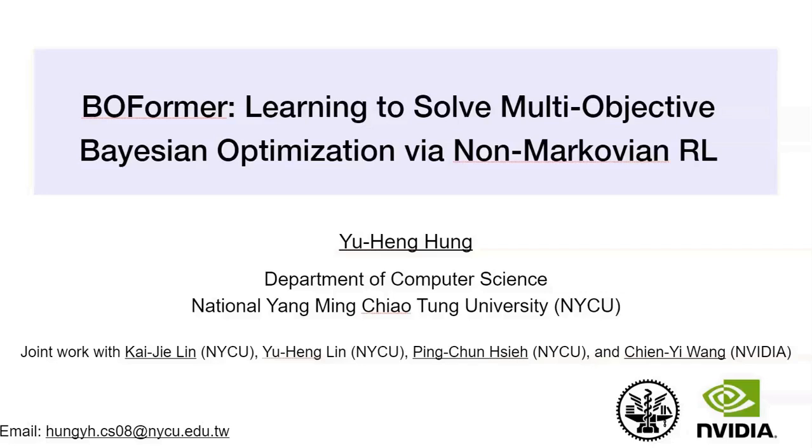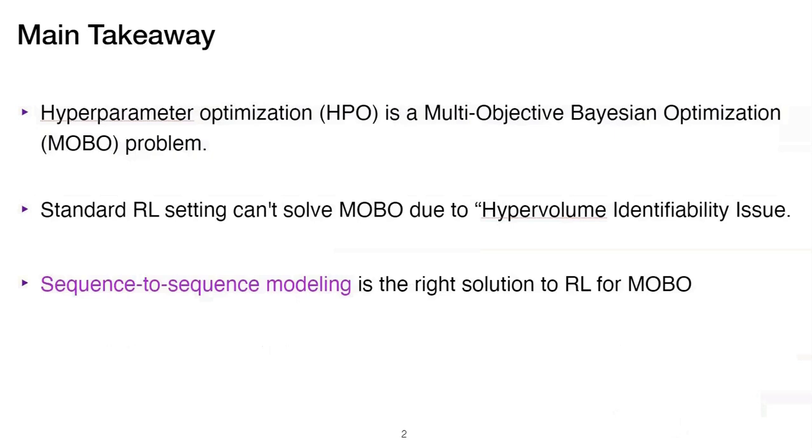Hello everyone, my name is Yu-Heng and I'm here to present our work, BOFormer, to solve multi-objective Bayesian optimization by Markovian RL. Bayesian optimization is widely applied to hyperparameter optimization. There is a lot of work that focuses on single-objective HPO and has had huge success. However, HPO under the multi-objective setting is still an unsolved problem.